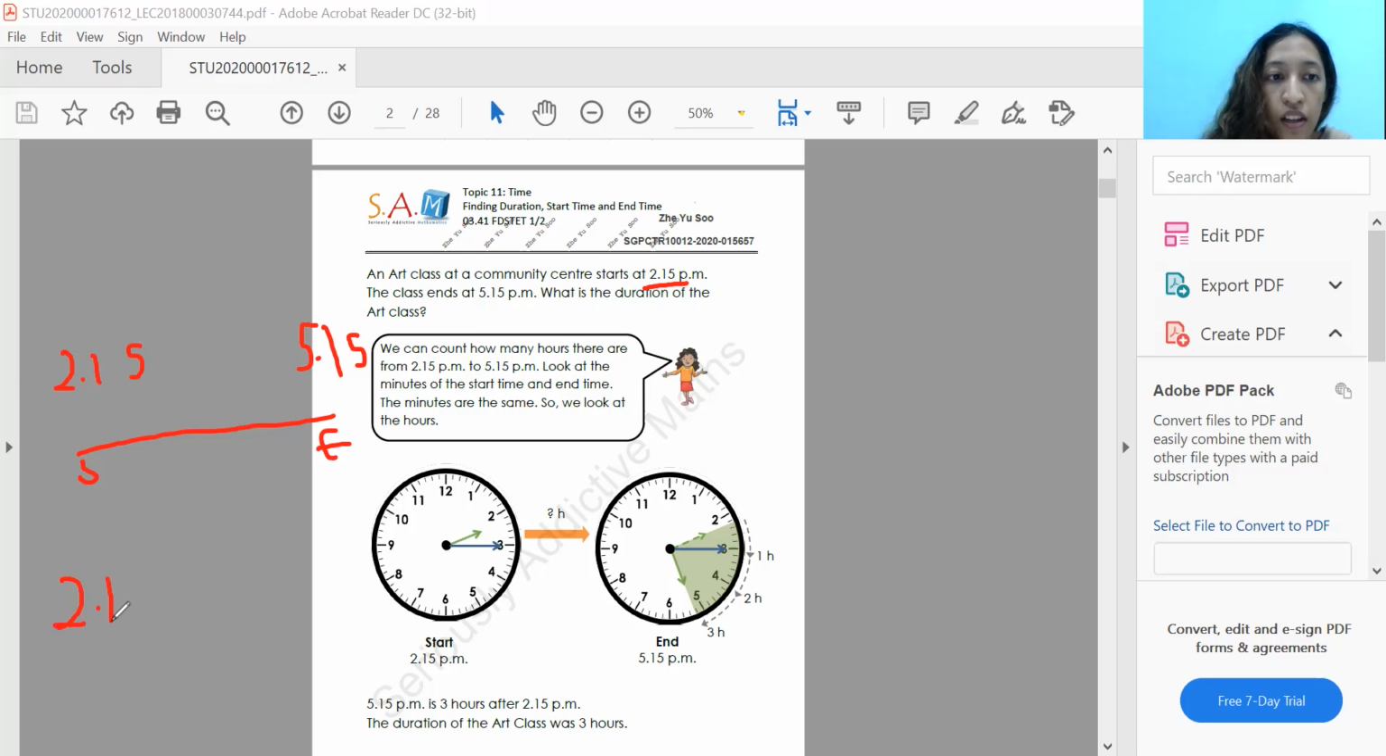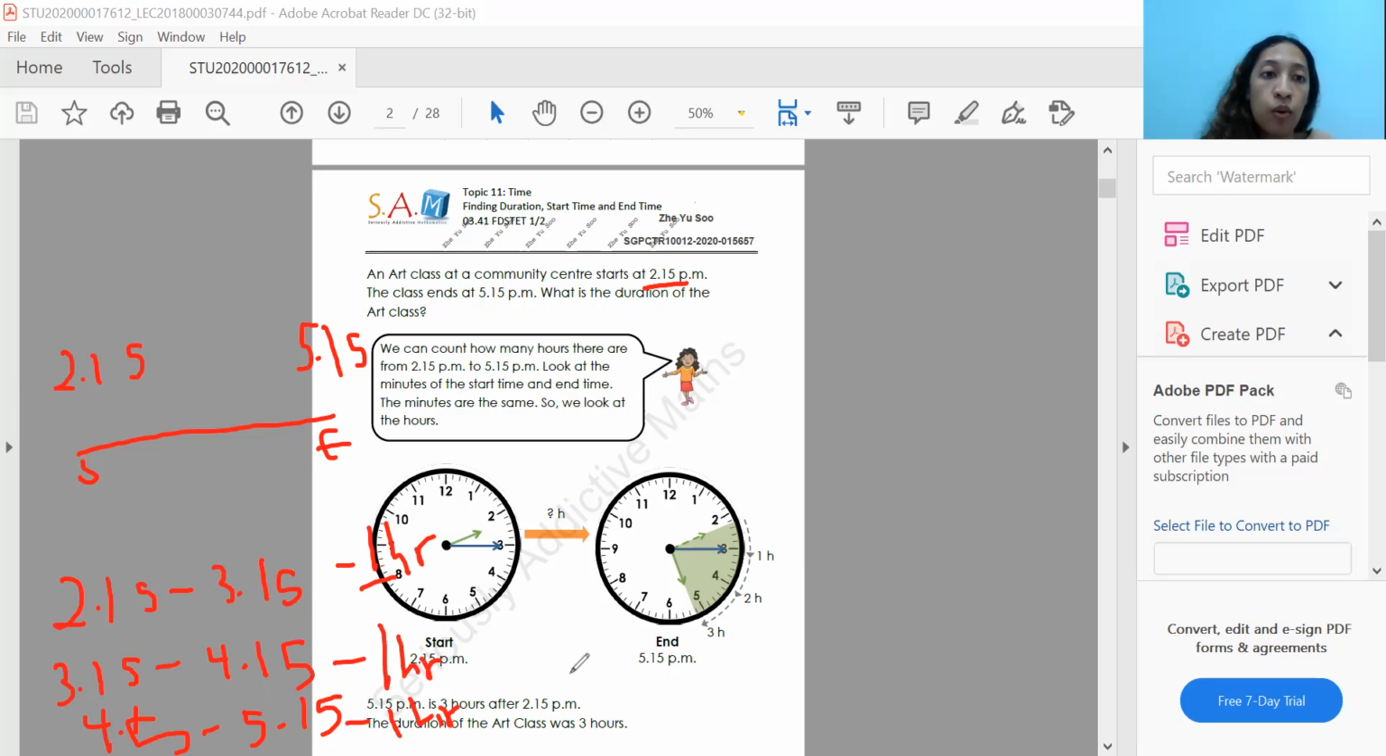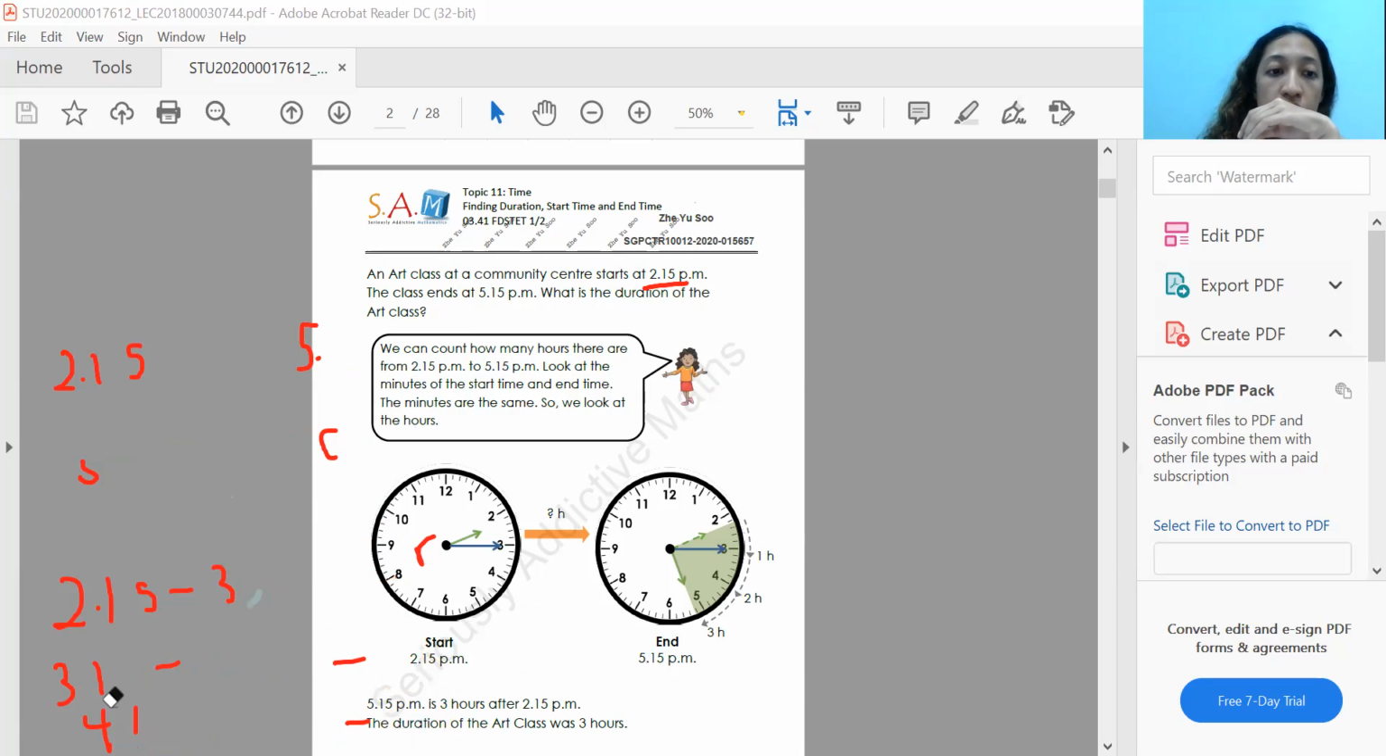Okay, let's do 2:15 to 3:15 is 1 hour, right? And 3:15 to 4:15 is another hour. 4:15 to 5:15 is another hour. So now what we do is we add them up. 1 plus 1 plus 1, so it is 3 hours. Okay, 2:15, 3:15, 4:15, and 5:15. So that makes up 3 hours. All right. So the duration of that class was 3 hours.